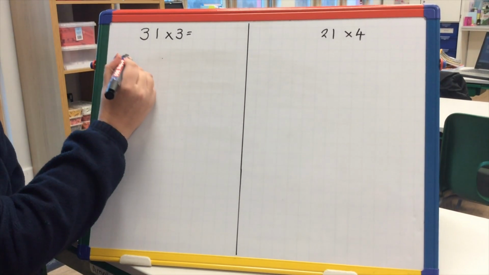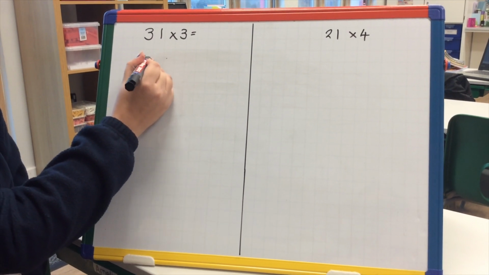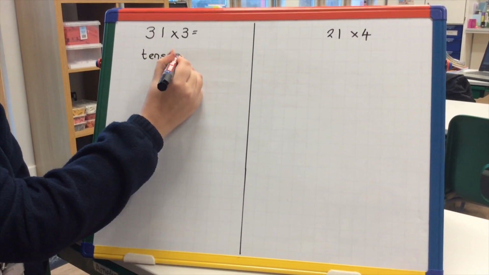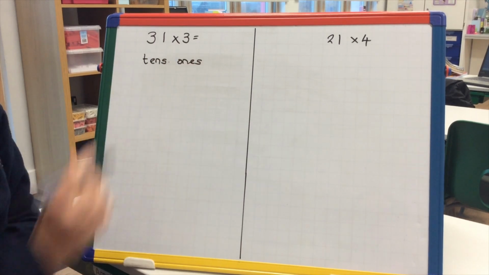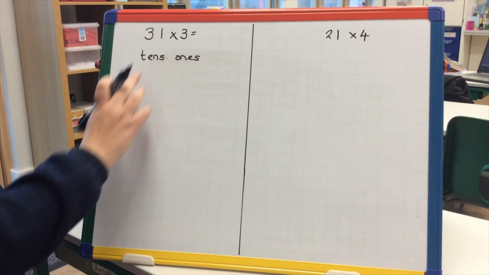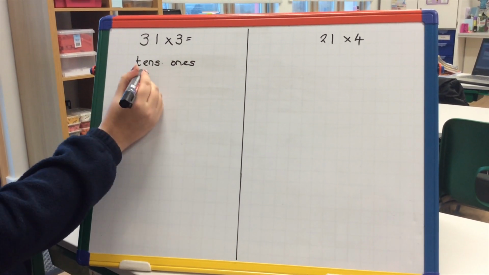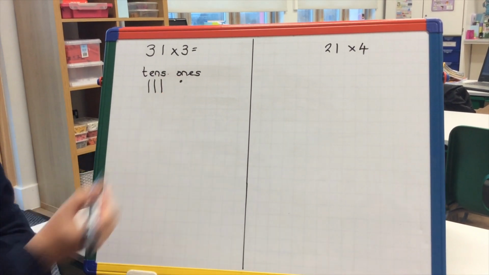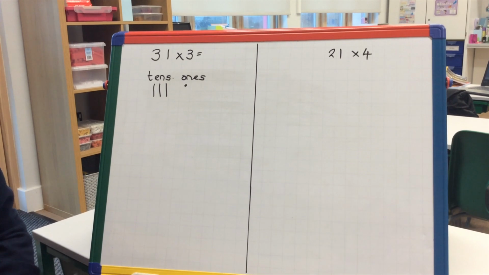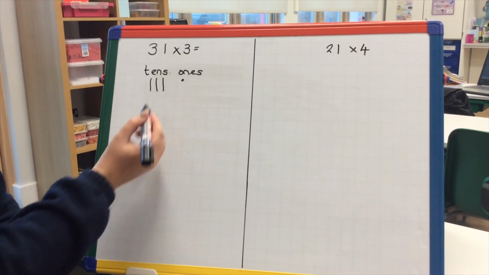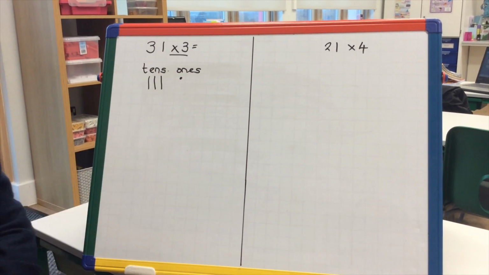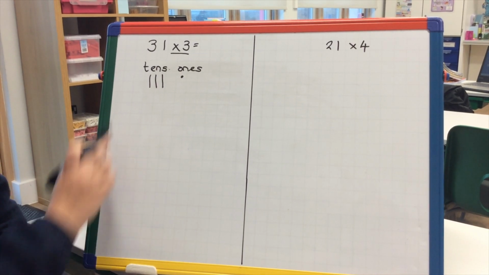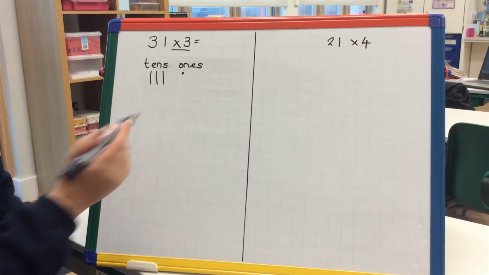The 31, we know, has tens and it has ones in the number. So how many tens has 31 got? 31 has 3 tens. And how many ones? Just the one little bean on its own. Then we're multiplying it by 3, we're timesing it by 3, so we need to create our 31 3 times.